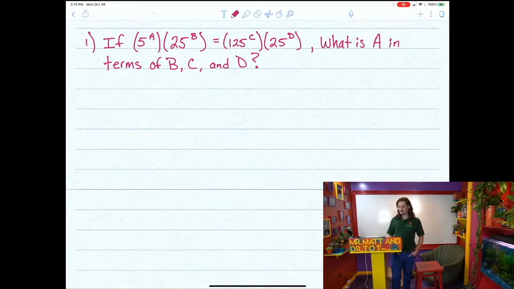Once you get that simplified, and I'll do this step by step with you, to a point where you have one base raised to an exponent equals another base raised to another exponent, on either side of the equal sign, you can drop the bases and equate the exponents. Now here, the question is asking, what is a in terms of b, c, and d? That's just a tricky way of asking you to isolate for a, or get a by itself. So I'm going to give you 2 more minutes, and then I'll go through the solution.